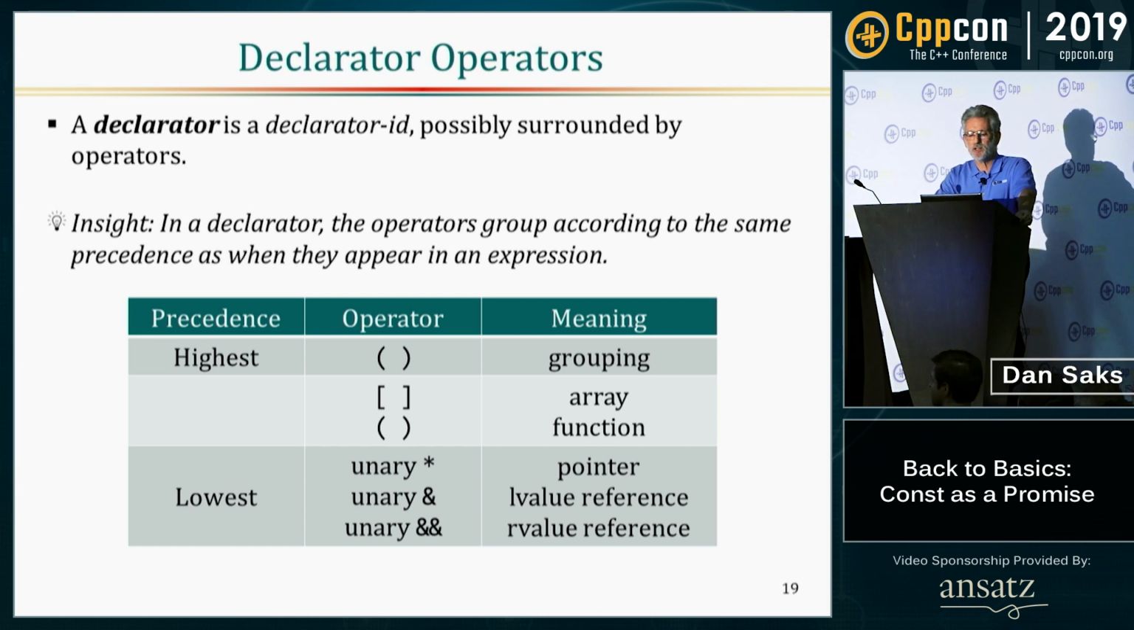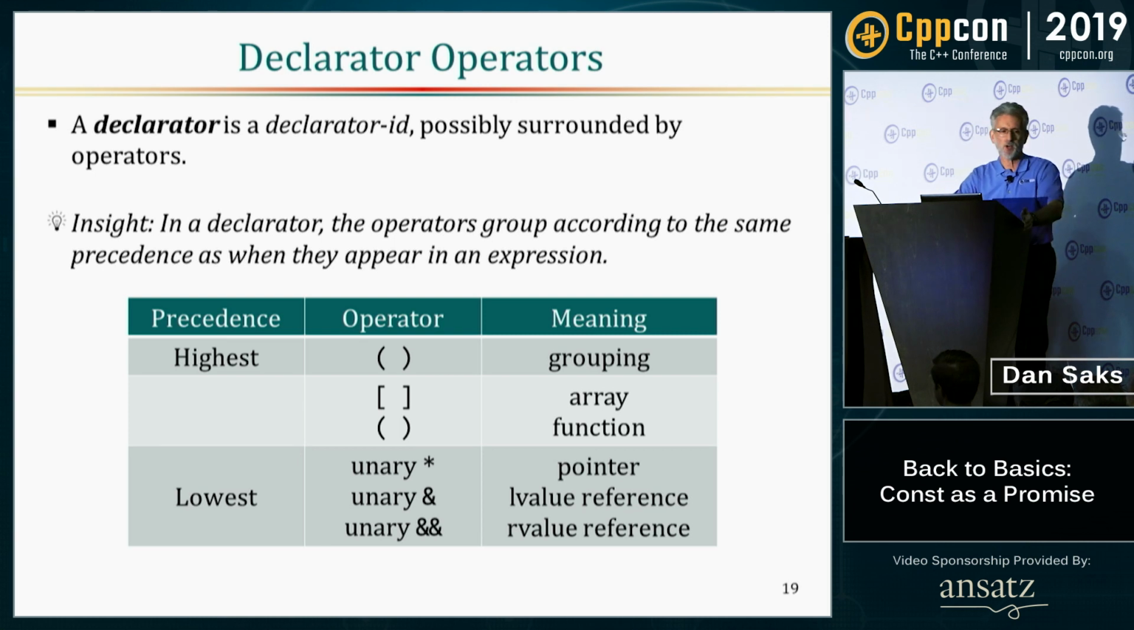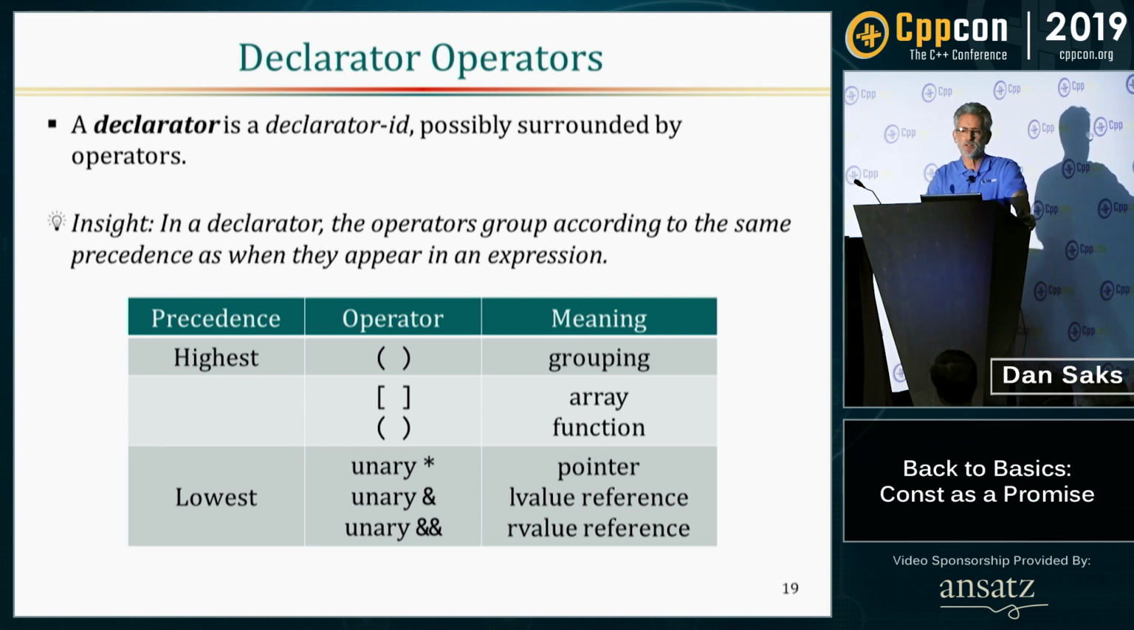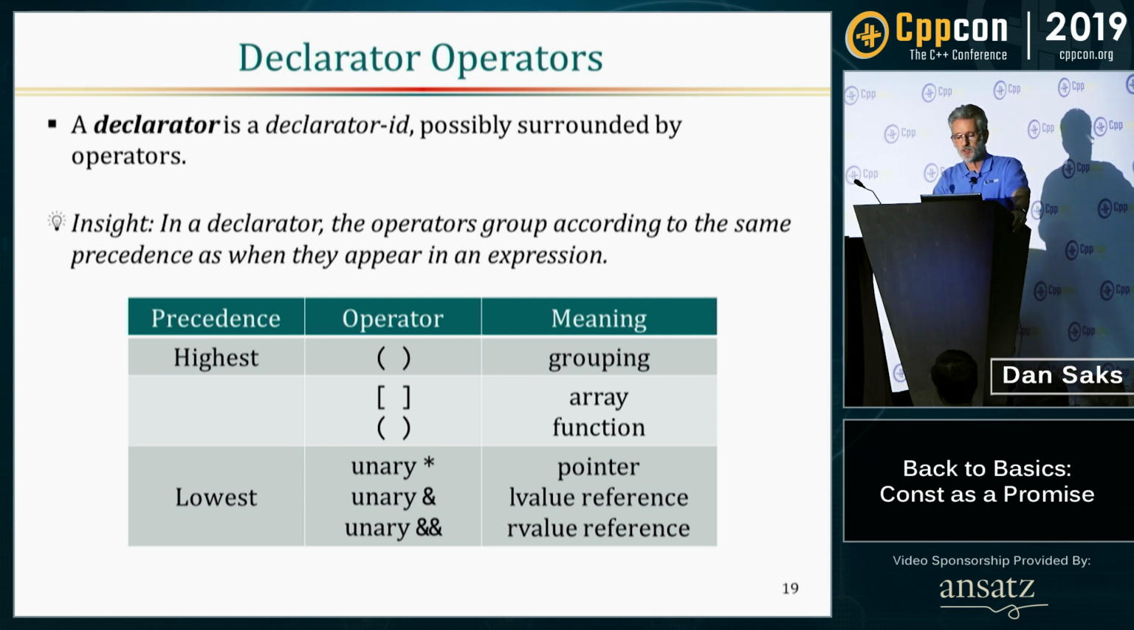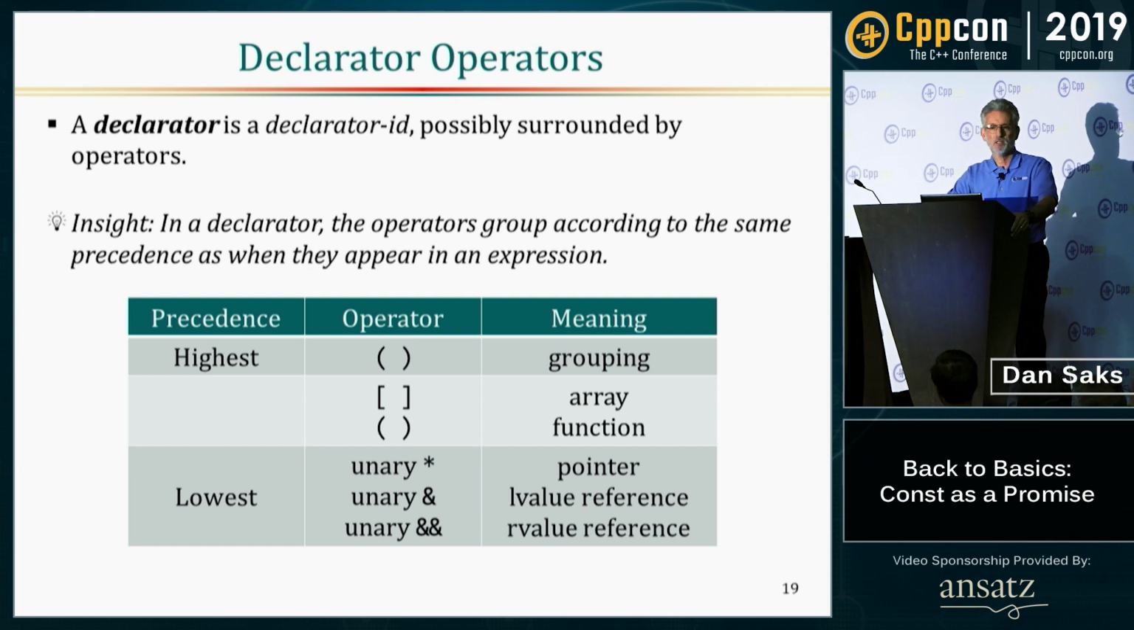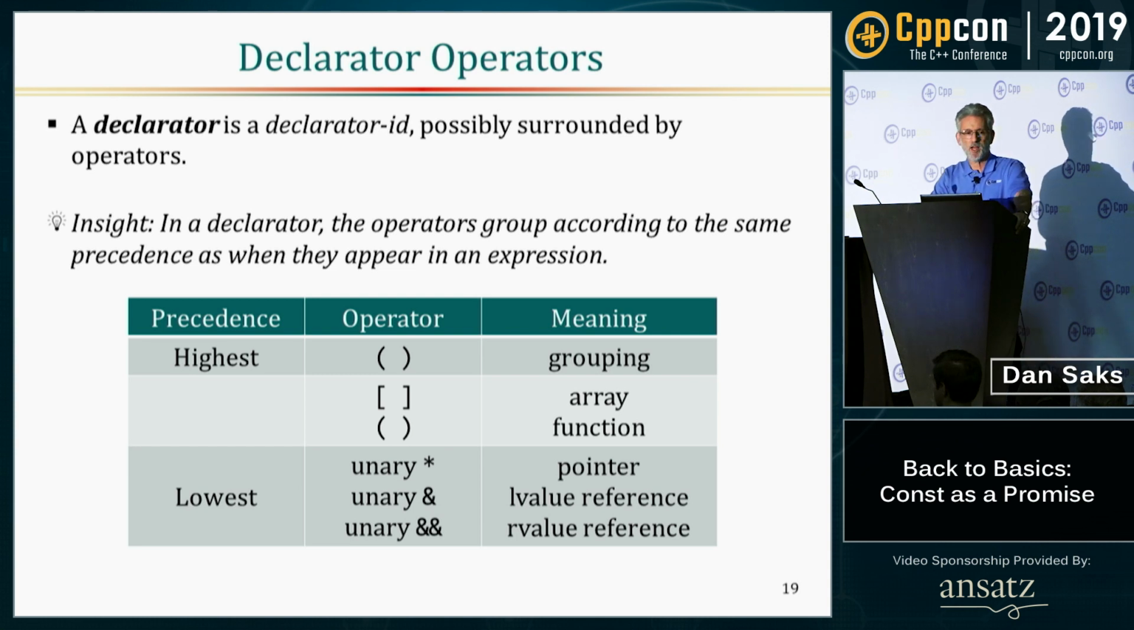Now, the declarator is the declarator ID, the thing being declared, possibly surrounded by operators. And again, you know what those operators are. There's stars, square brackets, the ampersand for reference, the double ampersand for rvalue reference, and so on. Notice that there's a precedence here. And this is one of life's mysteries. It's surprising how few C and C++ programmers know this underlying truth about declarations. And here's what it is.